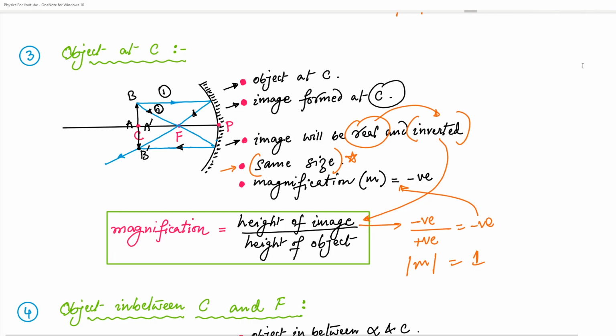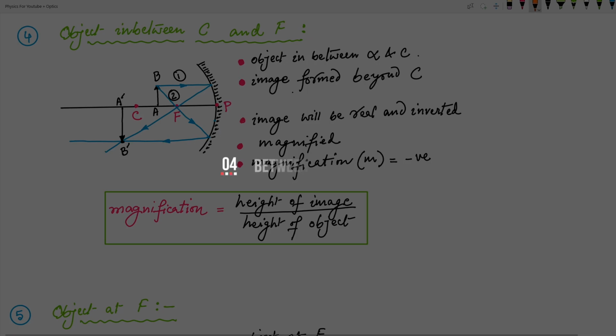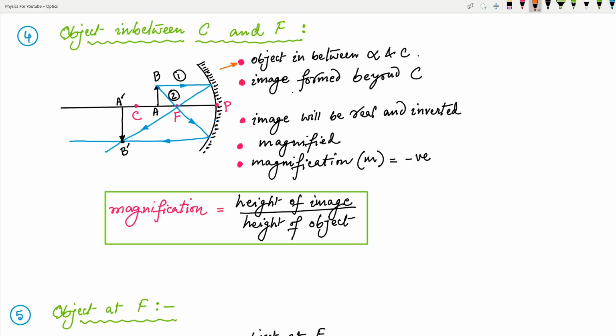I hope things are becoming clear. The story is very simple. Just understand the story. Now the 4th case, object in between center of curvature and focus. So this is our first point. Second point, in order to understand where the image will be formed, look into the ray diagram. We took two rays. Number 1 is this one, parallel to the principal axis. After reflection, it will go through focus. The second ray, we have taken it to be passing through focus. Then after reflection, it will become parallel to the principal axis as shown here. Then we see the intersection point is beyond center of curvature. So, important, the image will be formed beyond center of curvature.